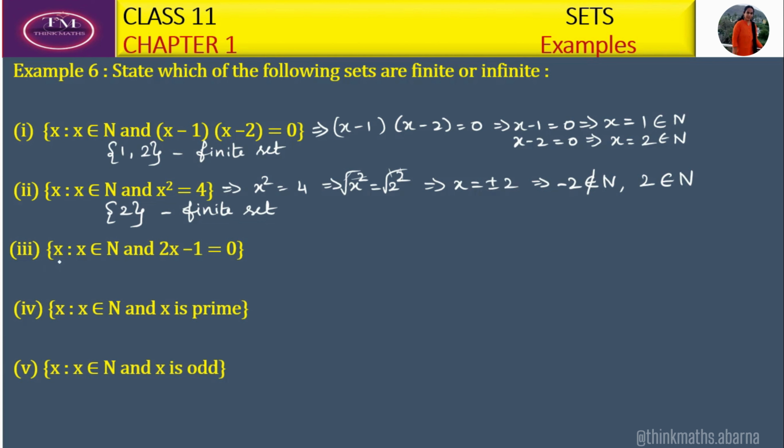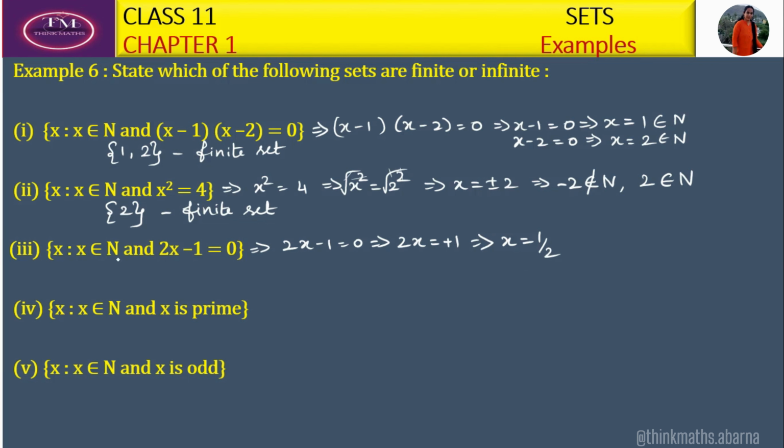Next one, the third one: set of all x such that x belongs to the natural numbers and 2x minus 1 equal to 0. So find the solution for 2x minus 1 equal to 0. So 2x will be equal to 1, since minus 1 becomes plus 1. So x will be equal to 1 by 2, since 2 is in product, so it comes to division. So this is of the form p by q, that is a rational number.